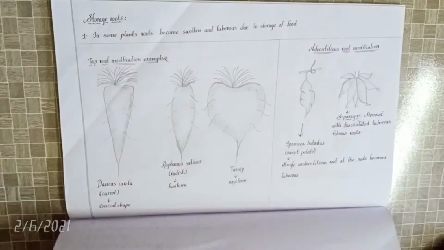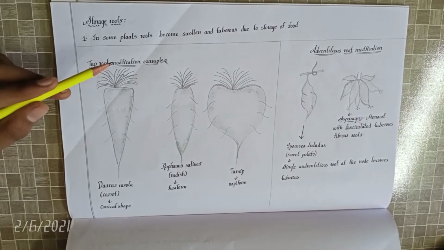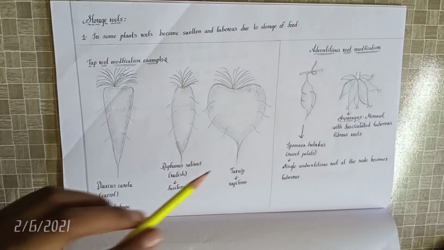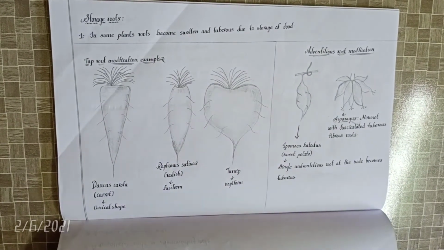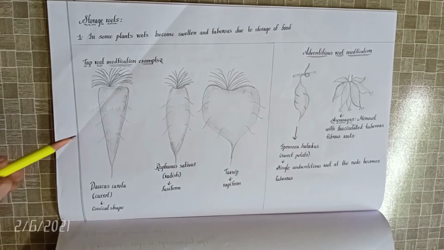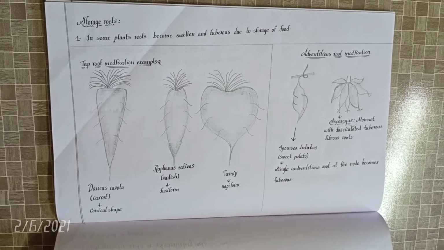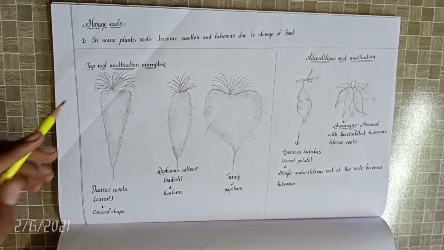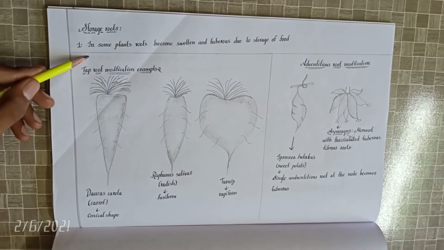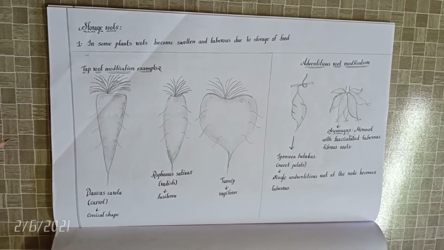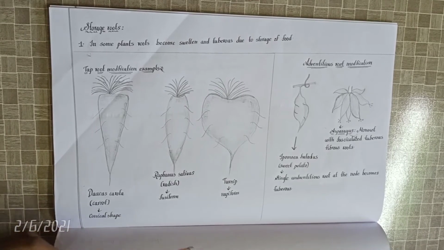The first is storage roots. In some plants, the roots become swollen and tuberous due to the storage of food material. In plants, the most common way is that the roots store food material, so they bulge and swell and form a tuber. This is called storage roots. In storage roots, the taproot modification examples are Daucus carota, Raphanus sativus, and turnip.